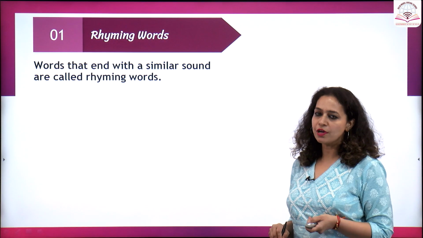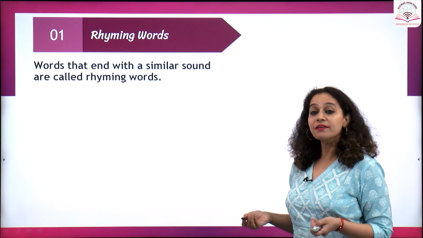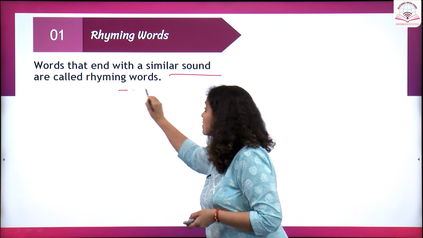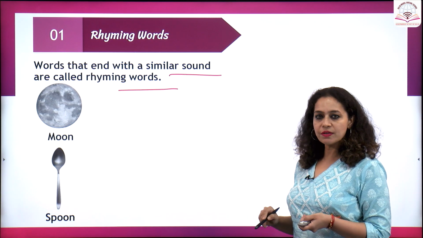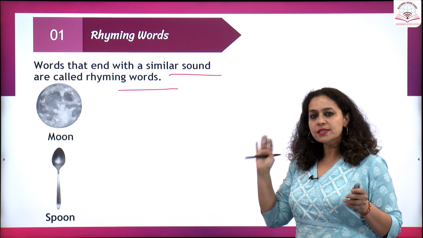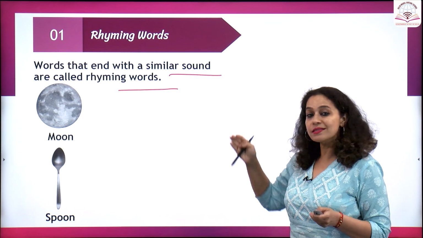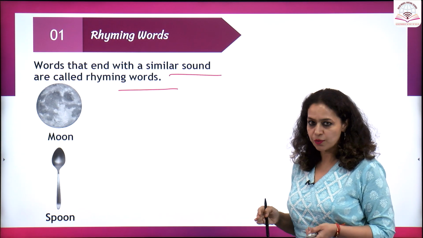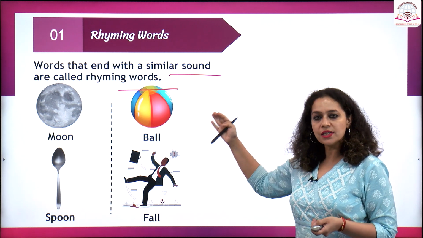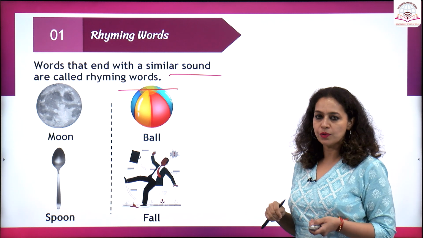So we'll talk about rhyming words first. Now what are rhyming words? Words that end with a similar sound are called rhyming words. And let's have a look at the examples. Moon and spoon. Both these words sound similar, hence this is a perfect pair of rhyming words. The second example is ball and fall. So this is another pair of rhyming words.